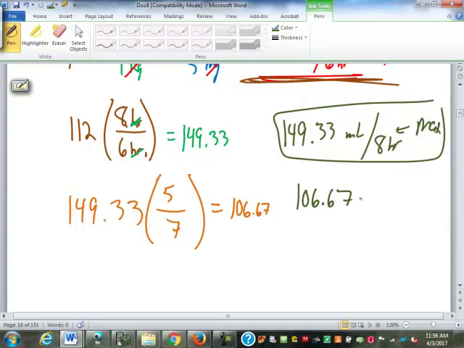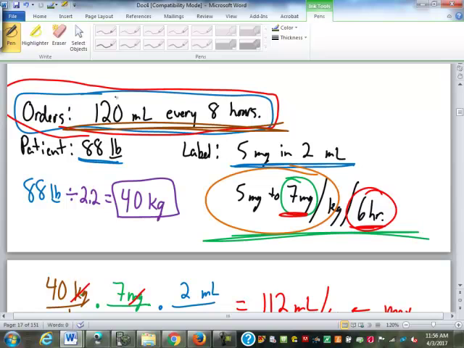So 106.67 milliliters over 8 hours is our minimum recommended dose. If the doctor's orders of 120 fall in that range.